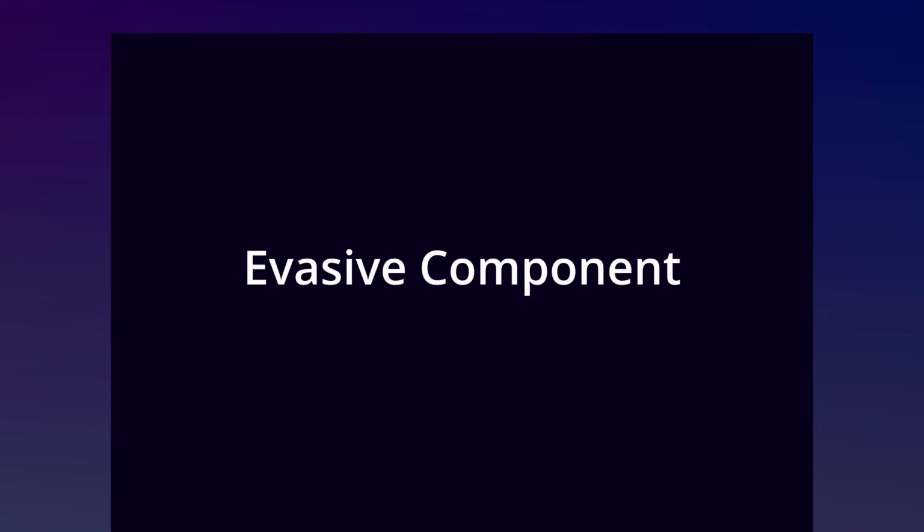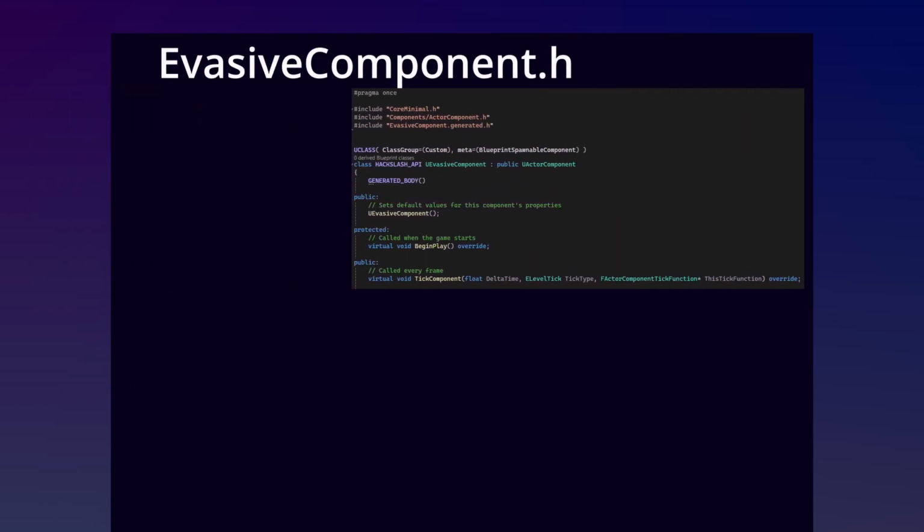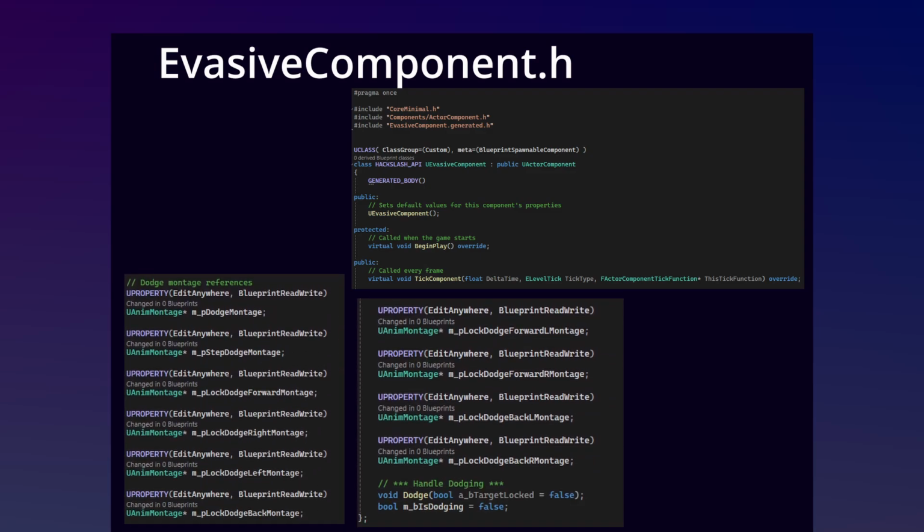However, now that we are going to be orienting our player character to look at the target, we're going to need to make some updates to our dodge maneuvers so that we can still dodge in whichever direction we'd like as we are locked. So what we're going to do is make a new component called an evasive component. Looking at the header for this component, the biggest thing here is going to be all of the different dodge animation montages we're going to need.